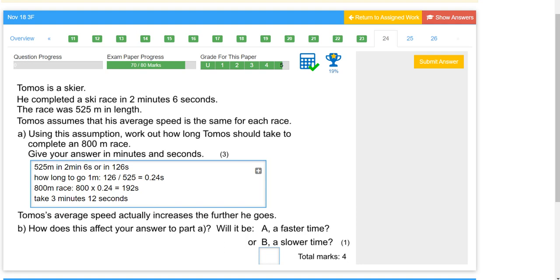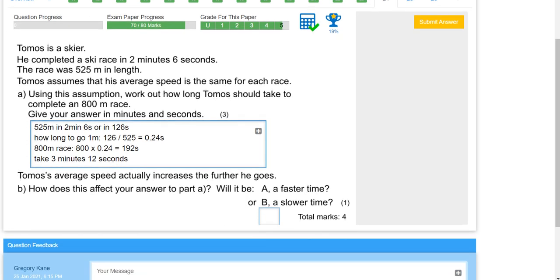And we'll look at that in just a moment. And then we're told his speed actually increases the further he goes. So he goes further and further and further. He actually gets faster. So how does this affect your answer to part A?